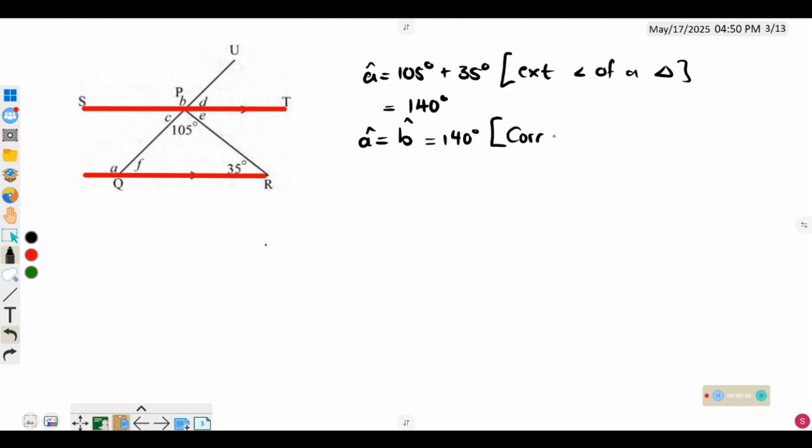What did we say? F shape, which is corresponding angles, not just corresponding angles. Corresponding because the line ST is parallel to QR. You need to specify, right? And then let's move on. We need to find C.